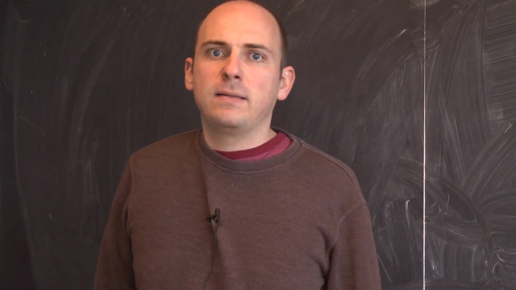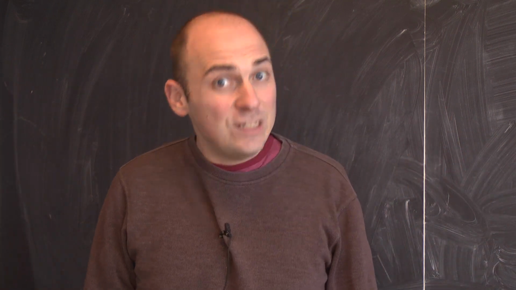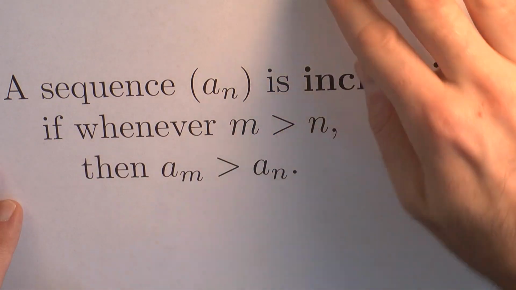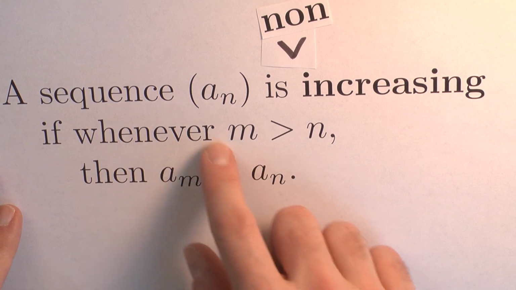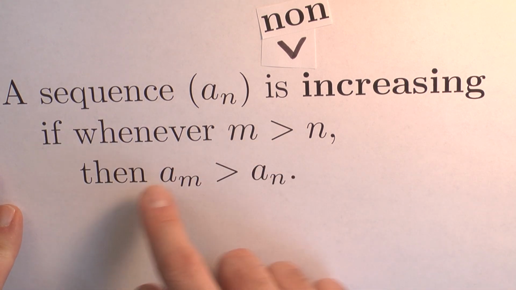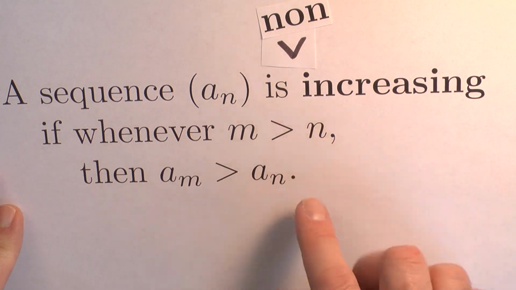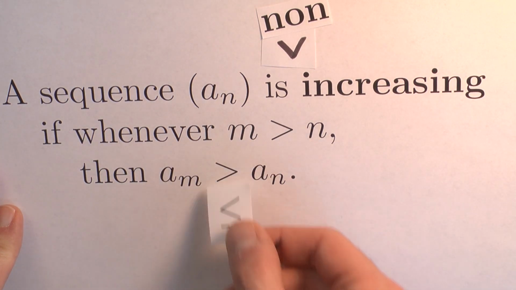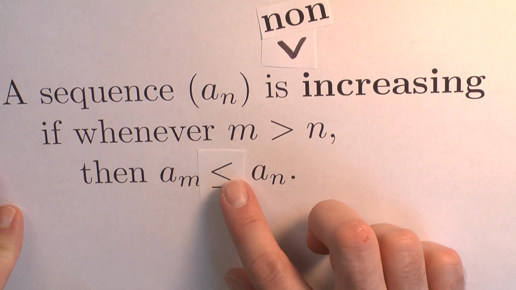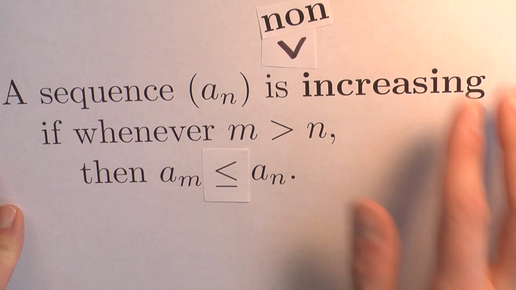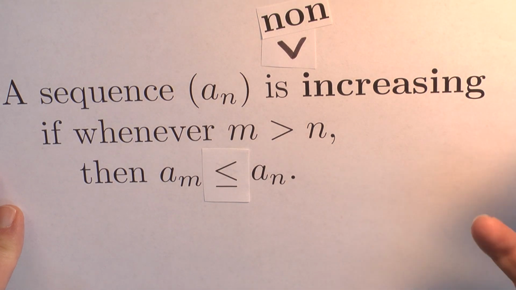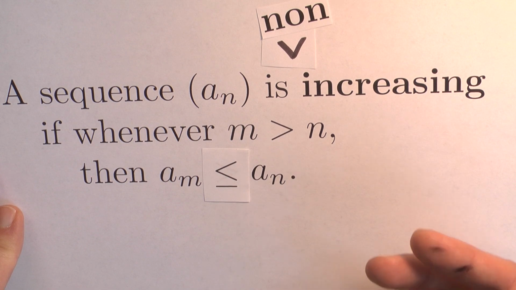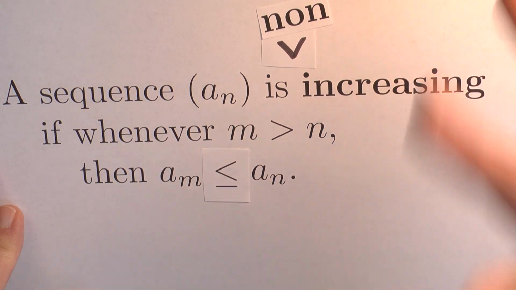Not very surprisingly, we can also define non-increasing. A sequence is non-increasing if whenever m is bigger than n, then a sub m isn't bigger than a sub n. And isn't bigger means less than or equal to. So a non-increasing sequence is, well, not necessarily decreasing, but at least it's not getting any larger.